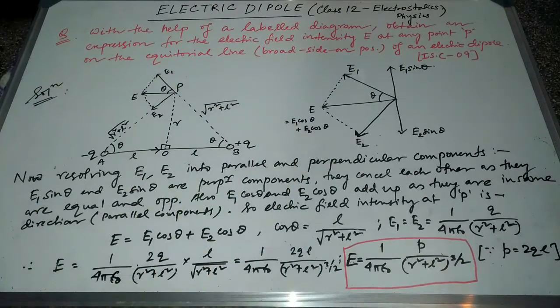Okay, so what will happen if r is very much greater than L? If r is very much greater than L, this term will be neglected. So r square, this 2 and 2 get cancelled, so we will be left with r cube in the denominator. So when r is very much greater than L, we will get E as 1 by 4 pi epsilon naught p by r cube.